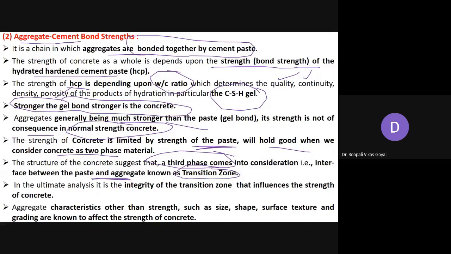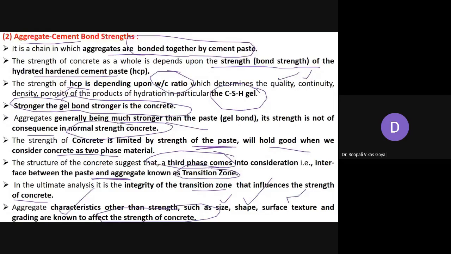So in the ultimate analysis it is said that the integrity of the transition zone influences the strength of concrete. If you have maintained the integrity of the transition zone, that may result in proper bonding. So basically this integrity of the transition zone actually influences the strength of concrete. Apart from this bond, aggregate characteristics such as size, shape, surface texture, and grading are also known to have some impact on the strength of concrete.